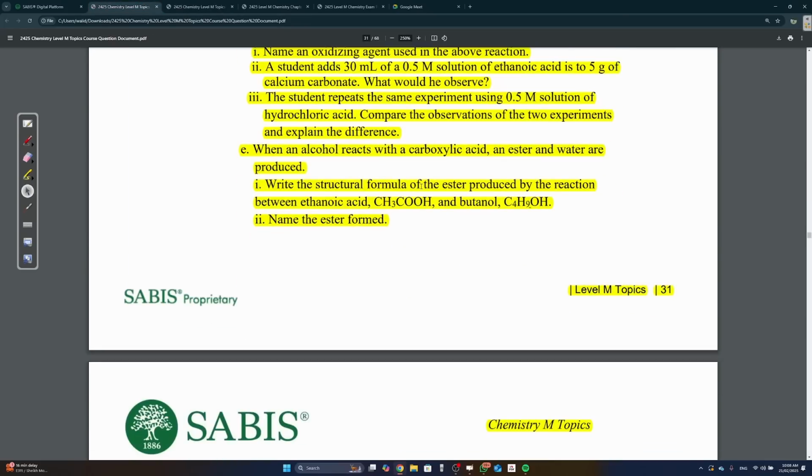When an alcohol reacts with the carboxylic acid, an ester and water are produced. We know this. Write the structural formula of the ester produced by the reaction between ethanoic acid and butanol. I'm going to call this the R group, and I'm going to call this R prime, because it's too much otherwise. So it's R prime bonded to C double bond O, OH, plus this R bonded to OH.